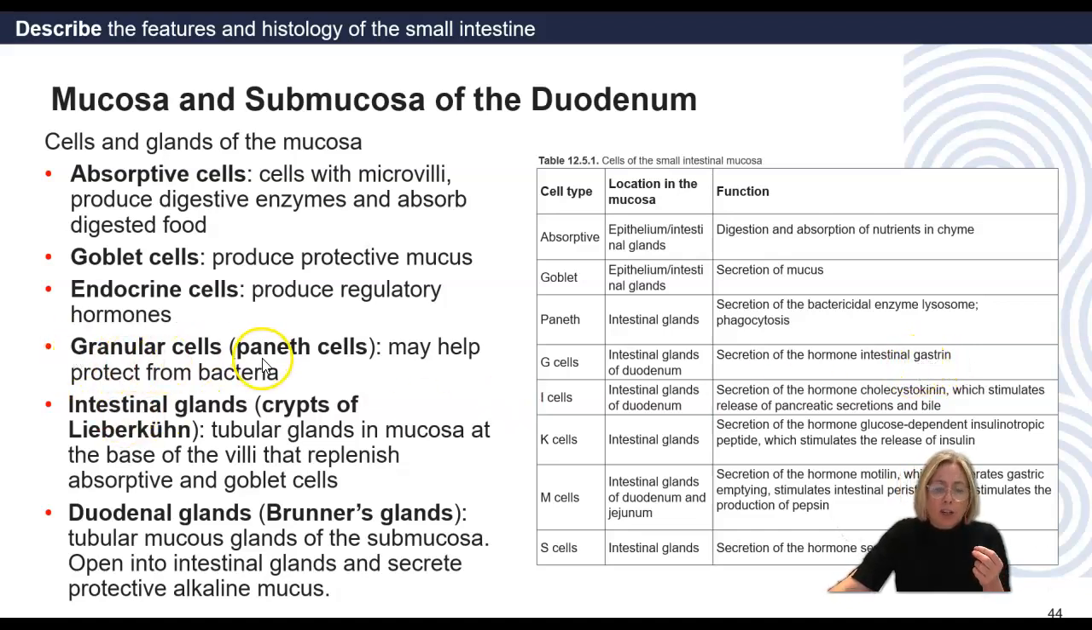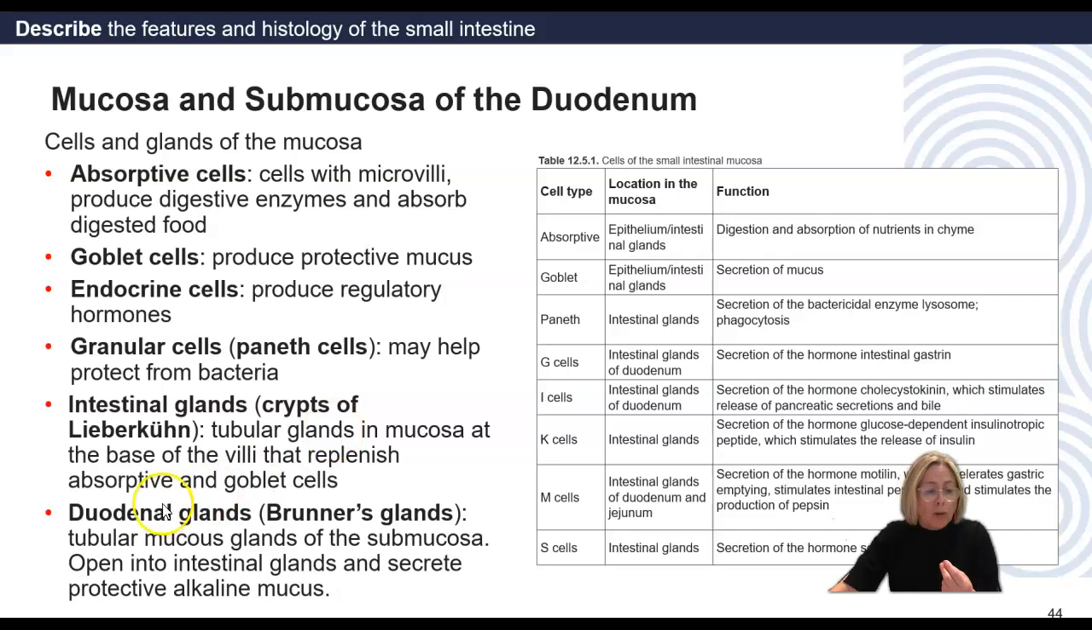We have granular cells. They're also called Paneth cells, and they may help to protect from bacteria, because they secrete this lysozyme. That should say lysozyme, not lysosome. They also have intestinal glands called the crypts of Lieberkuhn, and these are tubular glands in the mucosa at the base of the villi that replenish absorptive and goblet cells.